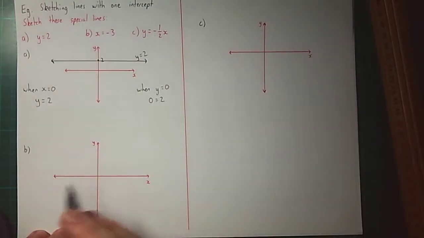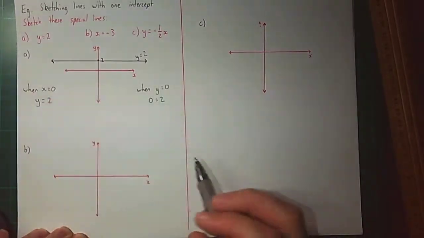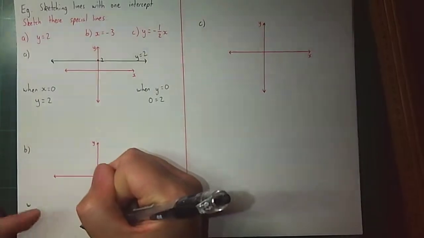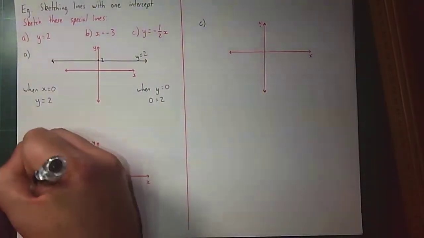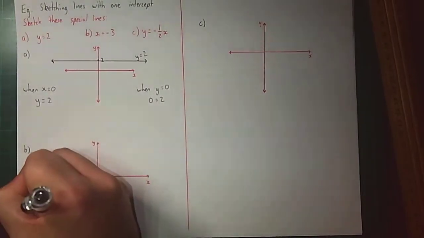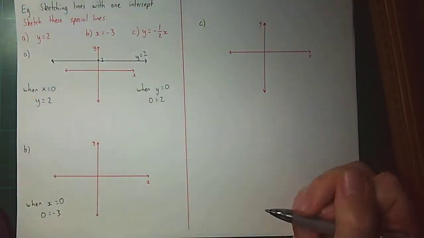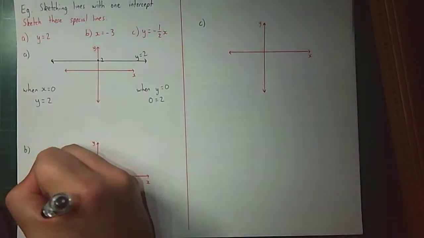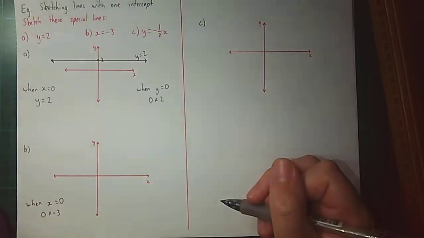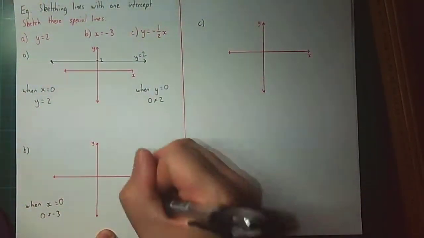Okay, we'll do it again for b. Now it almost is the same. The difference is it's an x instead of a y. So you'll see that when we find the y-intercept, when x is 0, we get 0 is equal to negative 3. And when 0 equals negative 3, that obviously doesn't work. That can't happen, just as this couldn't happen. So that means it's got no y-intercept. It's not going to cut the y-axis.